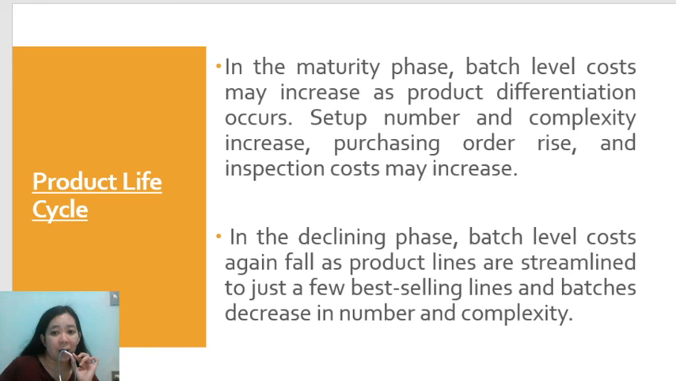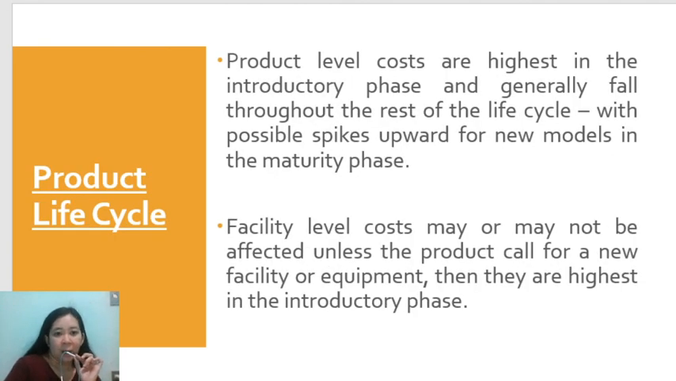For the declining phase, our batch level cost again will fall. Of course, we expect that under this stage. So, because product lines are streamlined or lessened to just a few best-selling lines in batches. So, the number of setups and complexity will also decrease. Okay, for product level cost, highest in the introductory phase also, and generally will fall throughout the rest of the life cycle. So with possible spikes upward for new models in the maturity phase.